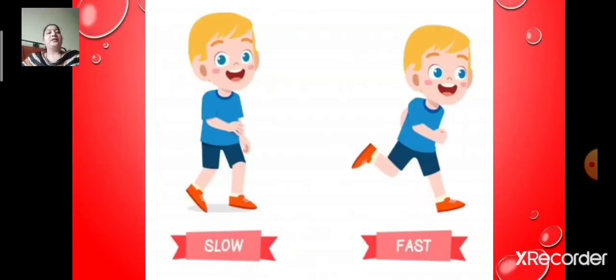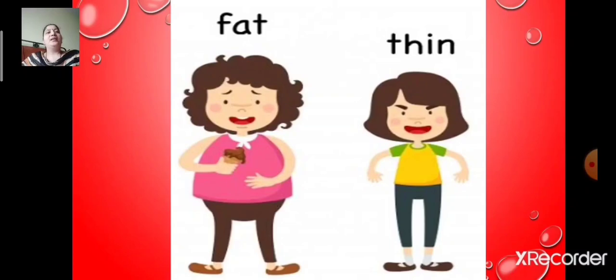Next, slow, fast. This boy is walking slow and this boy is running fast. S-L-O-W, slow, and F-A-S-T, fast, are opposite to each other. Next, fat, thin. This girl is fat and this girl is thin. F-A-T, fat, and T-H-I-N, thin, are opposite to each other.